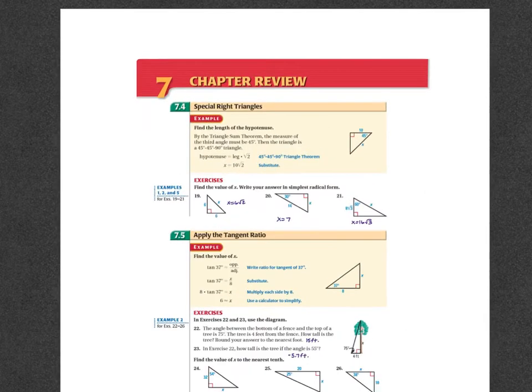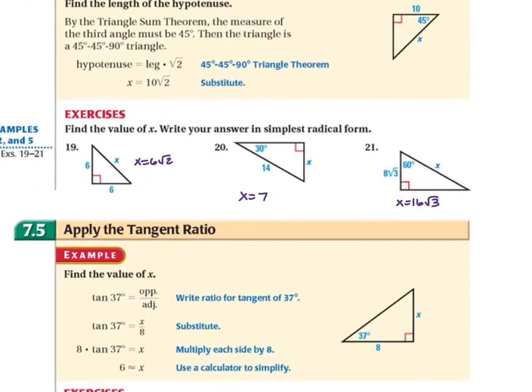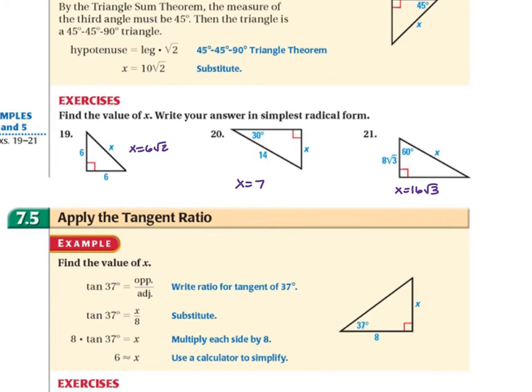Okay, then came 7.4, which was your 30-60-90 and 45-45-90 triangles. 9 is your 45-45. It either will show you the 45 or, because it's isosceles like this one, you'll know it's 45. And then 20 and 21 are your 30-60-90. So 9 was 6 root 2, 19 was 6 root 2, 20 was 7, and 21 was 16 root 3.